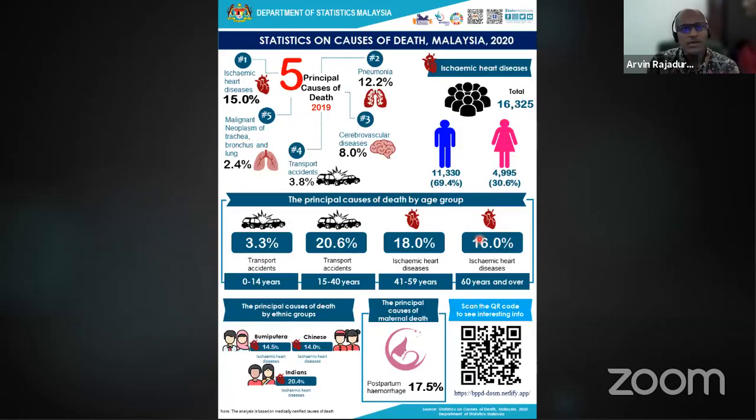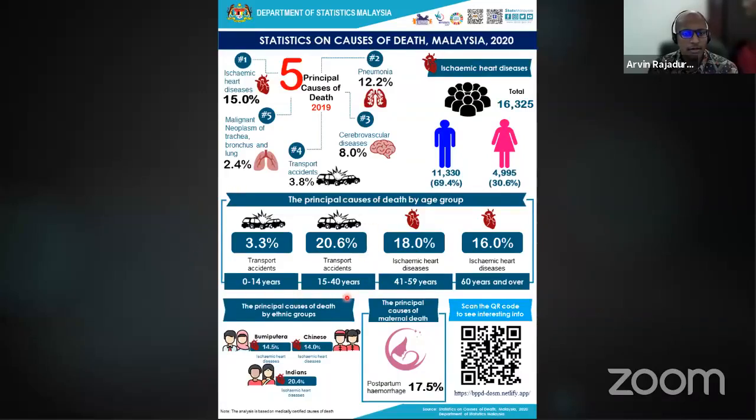So just as part of an introduction, this is from the Department of Statistics in 2020. You can see that road traffic accidents is number 4 on the list of the 5 principal causes of death. And quite a significant amount of deaths actually happen in the below 40 group.